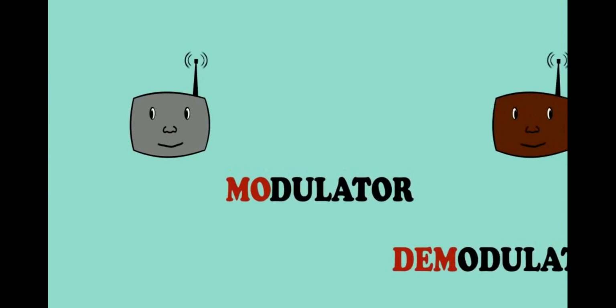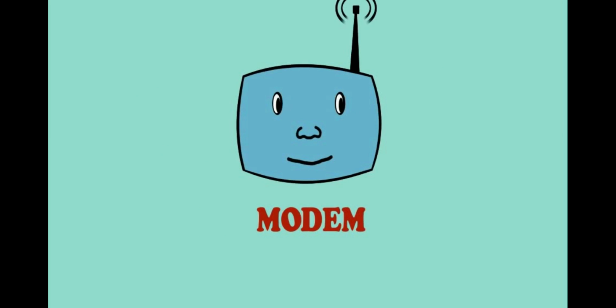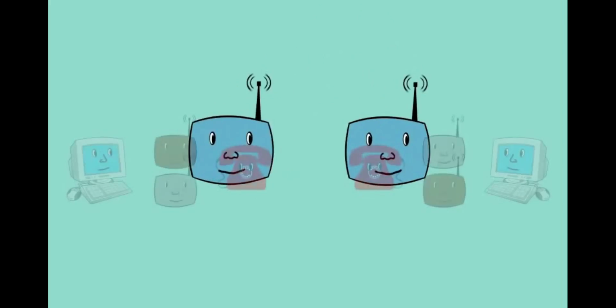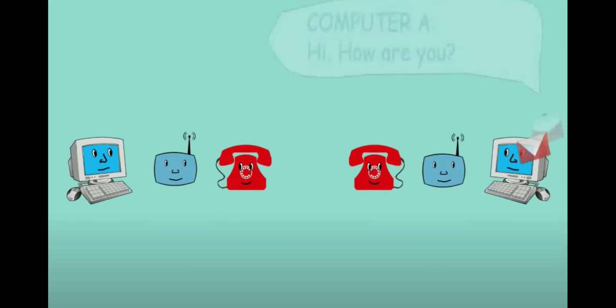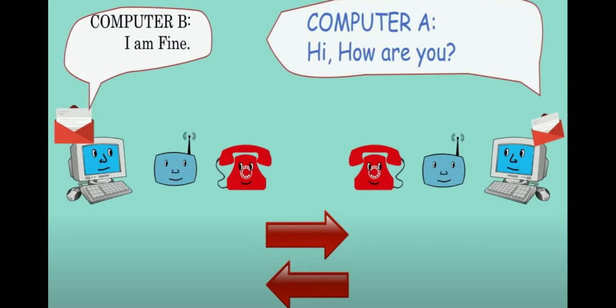As time passes, the modulator and demodulator combine together to form a single box named modem. Now we can send and receive messages, and it became two-way communication. Everything became possible with the help of modem.